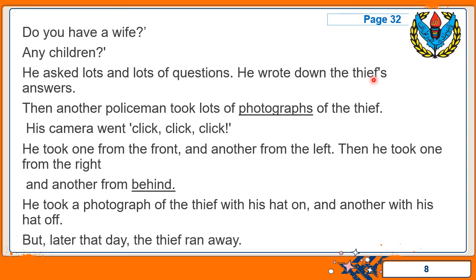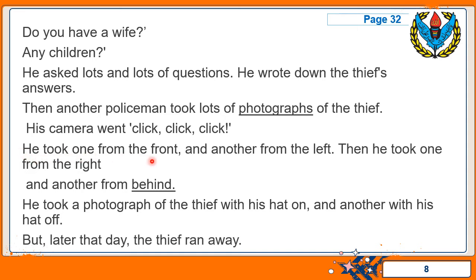He wrote down the thief's answers. Then another policeman took lots of photographs of the thief. Underline the word photographs. This means pictures. His camera went click click click.